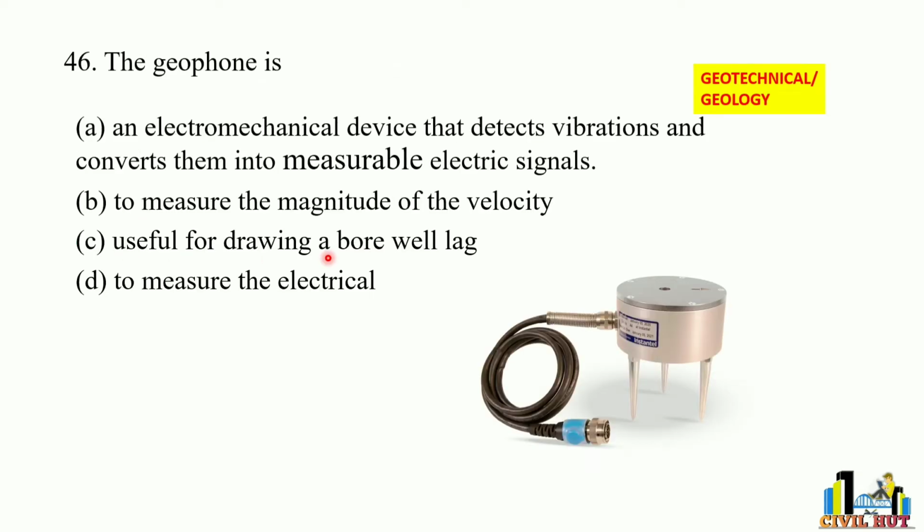Next question is the 46th. The geophone is A. An electromechanical device that detects vibrations and converts them into measurable electrical signals. B. To measure the magnitude of the velocity, useful for drawing a borehole well log to measure the electrical. Our answer is A. An electromechanical device that detects vibrations and converts them into measurable electric signals. A geophone is used for detecting vibrations. This is from geology. Next question is the 47th.